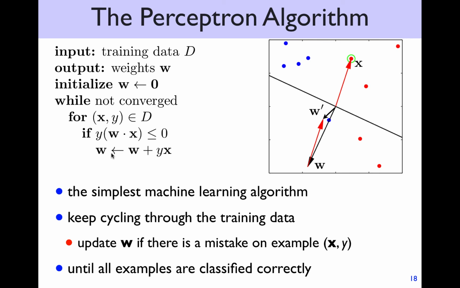And the update is as simple as it could be. Just W plus-equals Y times X. In other words, if it's a positive example, you just add it to the current weight vector. If it's a negative example, you just subtract it from the weight vector. That's it. It's really, really by far the simplest machine learning algorithm.